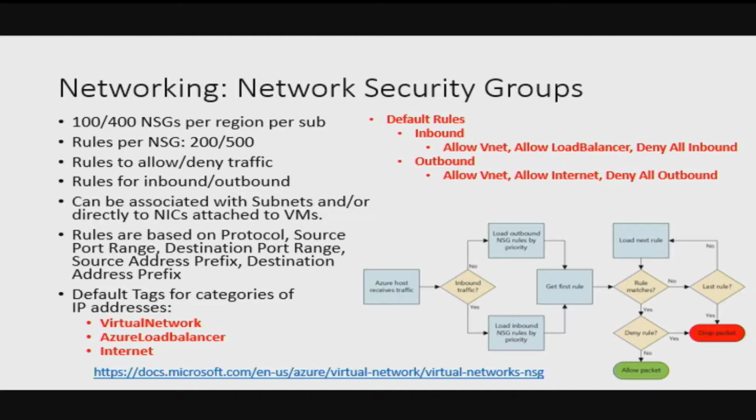And then every network security group that gets created comes with some default rules. By default, when I create a network security group and apply it to a subnet, all of the VMs in that subnet can talk to each other, and they can talk to other VMs in other subnets in the same virtual network. By default, that's allowed. Also, by default, we allow traffic from an Azure load balancer, and then we deny everything else. So these are rules that are turned on by default. You can override these rules if you want.